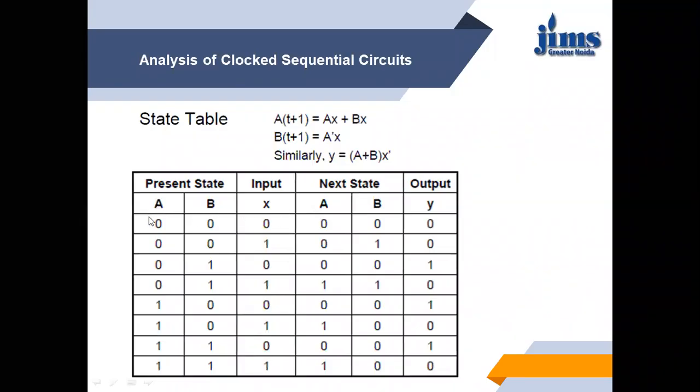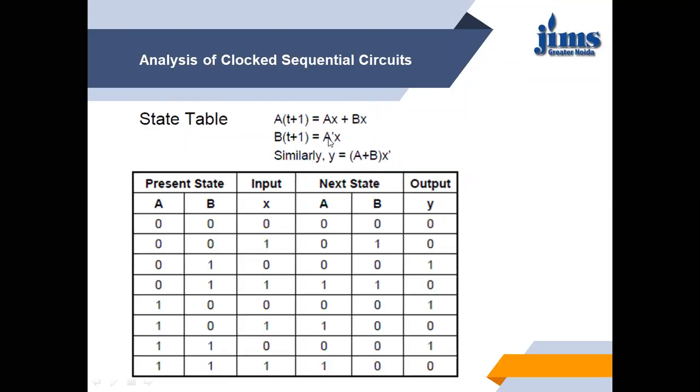We note down the 8 possible combinations for all inputs, starting from 0, 0, 0 to 1, 1, 1. This is our first step. With the help of these equations, by putting in the values of A, B and X, we can find A, B and Y. So for the case of 0, 0, 0, A is 0, B is 0 and X is 0, so A(t+1) for this particular equation will be 0.